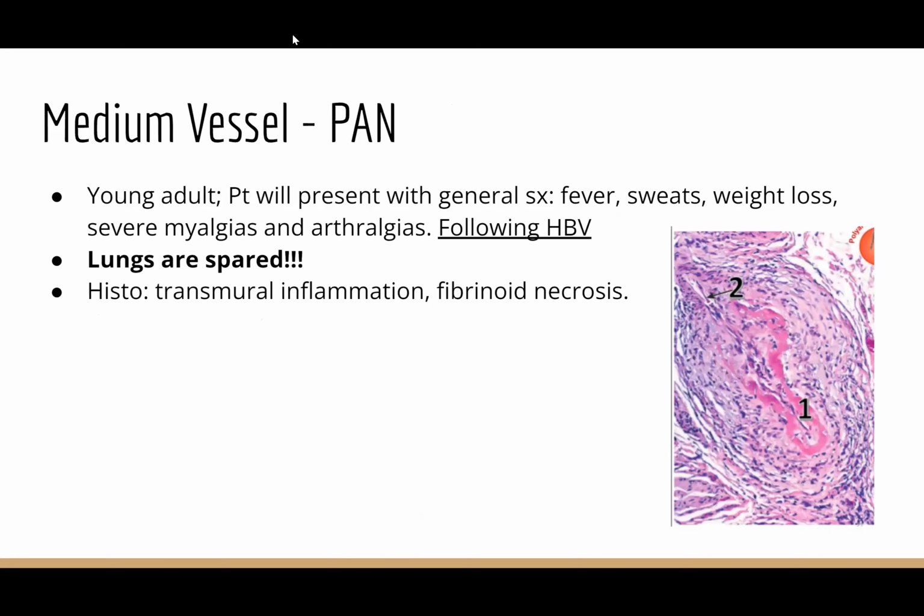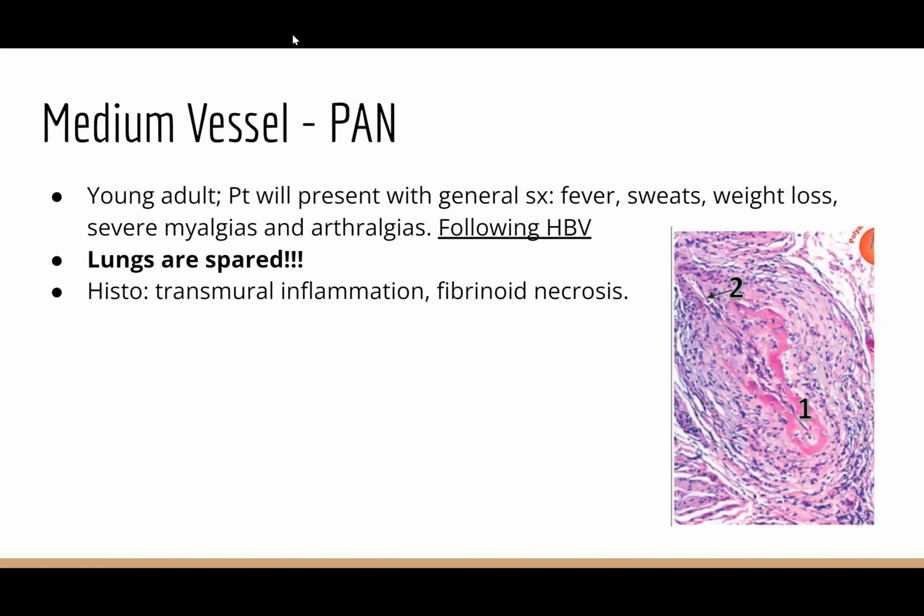Then medium vessel, I forgot what that stood for. Sorry, guys. So a young adult patient is going to present with just general symptoms of fever, sweats, weight loss. I know that's very non-specific, but something that is very indicative is going to be following HBV infections, so hepatitis B. The big thing that you guys need to highlight and remember is the lungs are spared in this disease. So polyarteritis nodosa, there we go. Lungs are spared. That is a huge thing about this disease because a lot of things are affected, but not the lung. So highlight that, star it, remember it for your exam.